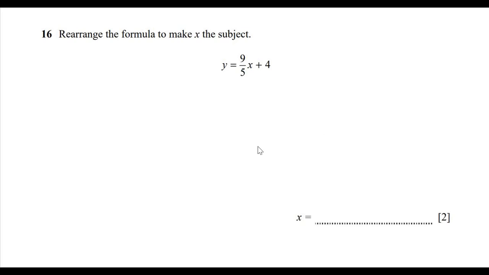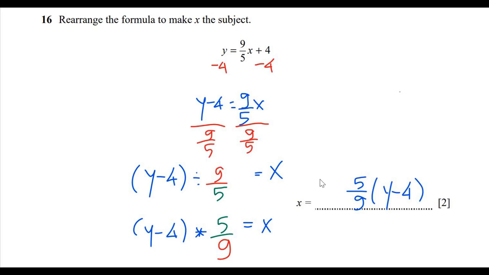Alright, so let's check out the answer, guys. It's x equals 5 over 9 in brackets y minus 4. So how do we do that? First, to make x the subject, we have to get x alone. So we have to cancel out the neighboring term. 4 is the neighboring term on the same side. This is plus 4, we cancel it by subtracting 4 from each side. That is the algebraic step.